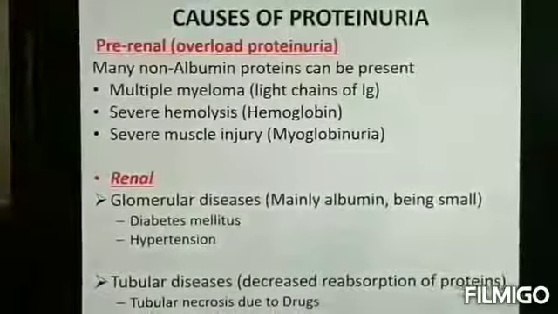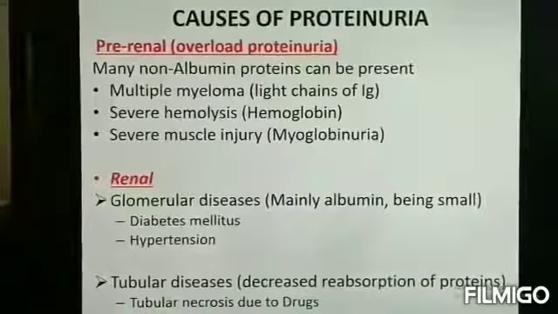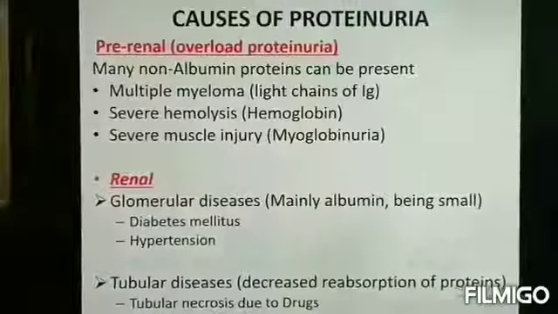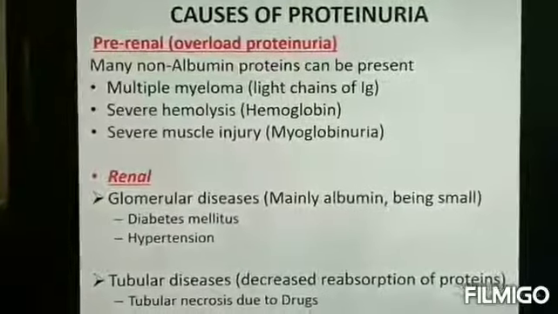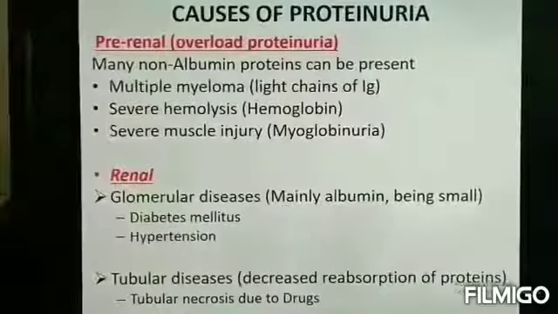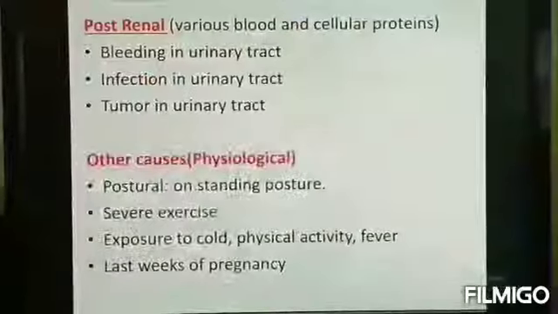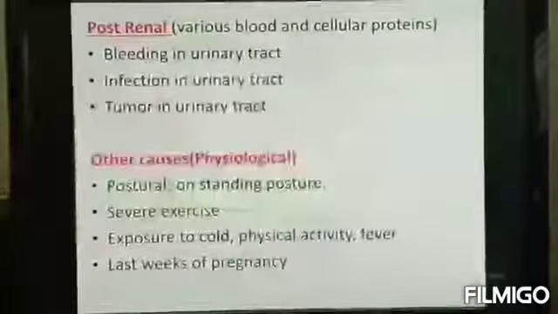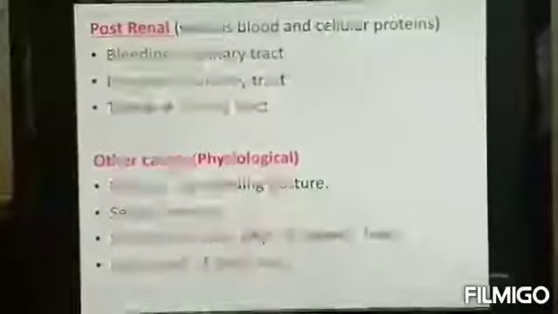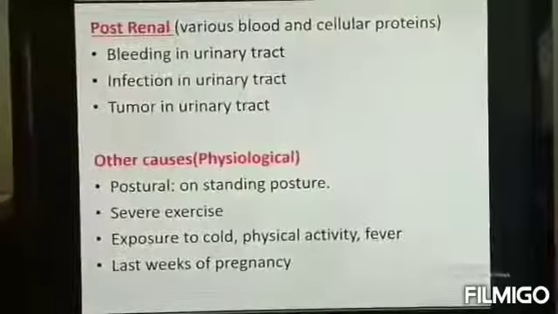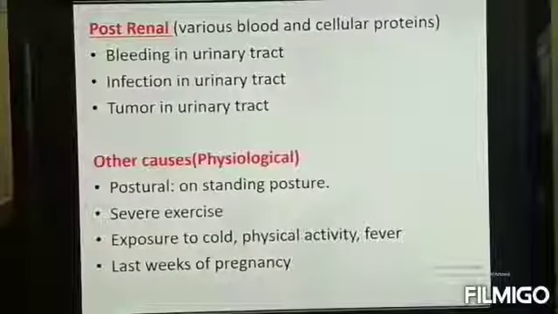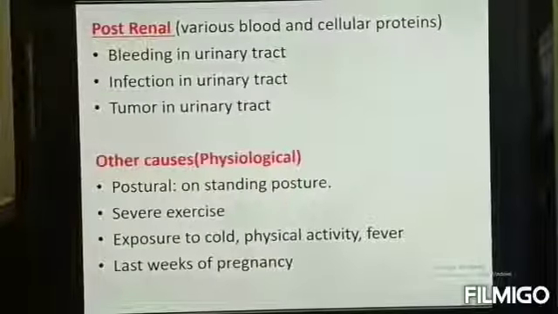Renal causes are glomerular disease or tubular disease. Glomerular disease includes diabetes mellitus and hypertension, and tubular disease includes tubular necrosis due to drugs. Post-renal causes include various blood and cellular proteins excreted in the urine. Causes are bleeding in the urinary tract, infection in the urinary tract, and tumor present in the urinary tract.